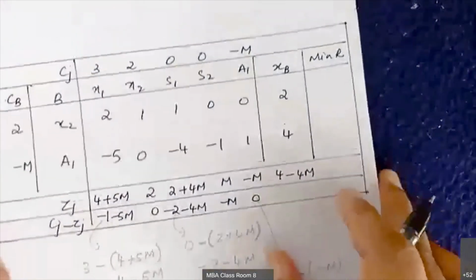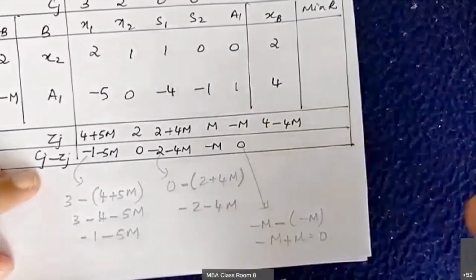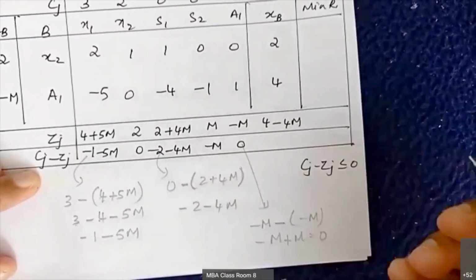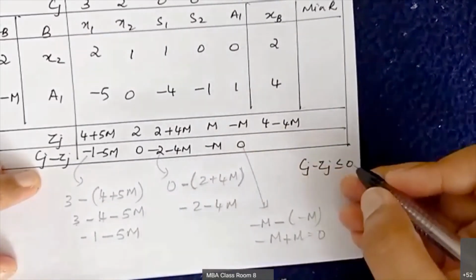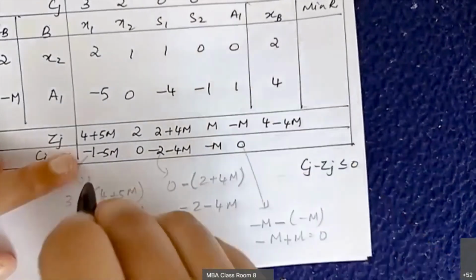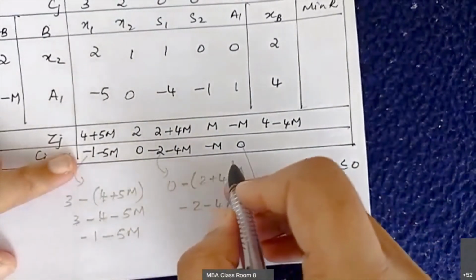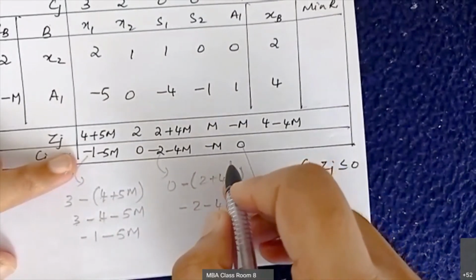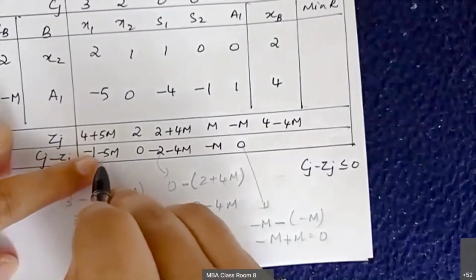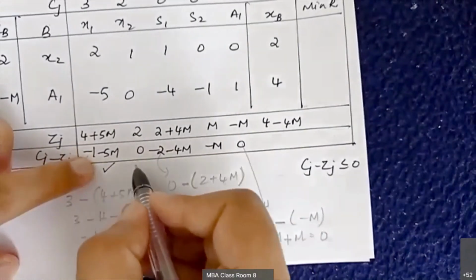Now tell me, have you reached the optimality condition? Check all the Cj minus Zj and tell me. In a maximization case, all Cj minus Zj should be less than or equal to 0. It should be either a negative number or it should be 0. Have you reached the optimality condition here? Yes, we have reached, because over here m has a coefficient of minus 5, so it is a negative number. Over here it is 0.